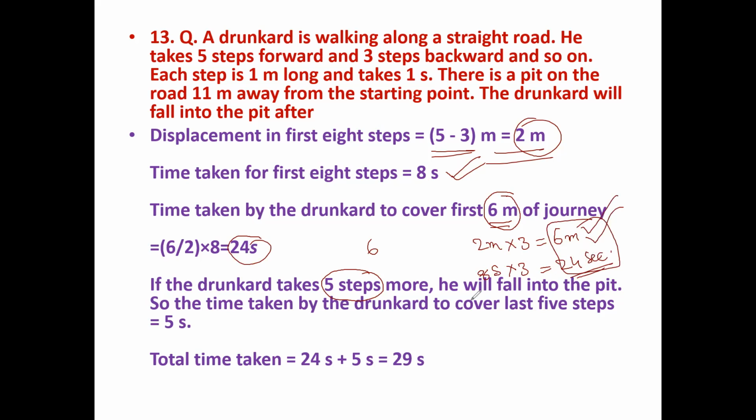Okay, 11 meters have to be broken into 2 pieces. Next, 5 steps he will fall into the pit initially. So 5 steps he will take 5 seconds. So 24 plus 5, that is 29 in total. Each step he will take about 1 second to cross. Okay, 1 meter he will cover in 1 second. I don't know how he does. He is doing it.